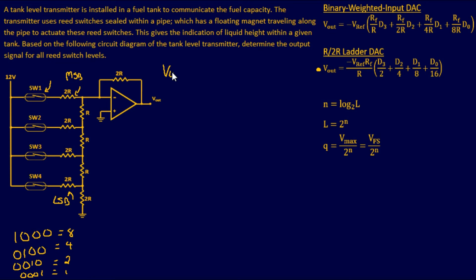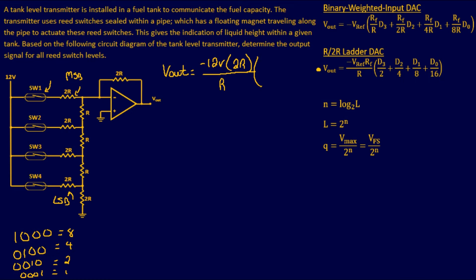So V out equals our reference voltage, which is going to be negative 12 volts, times this is going to be your feedback resistance, which is 2 times R. Now they didn't give us a value for resistance, so we're just going to plug and chug what we see here. All right, divided by R, in this case, is just going to be R. It's going to be multiplied times D3, since that is our most significant bit, because it starts with your most significant bit and then goes to least significant.